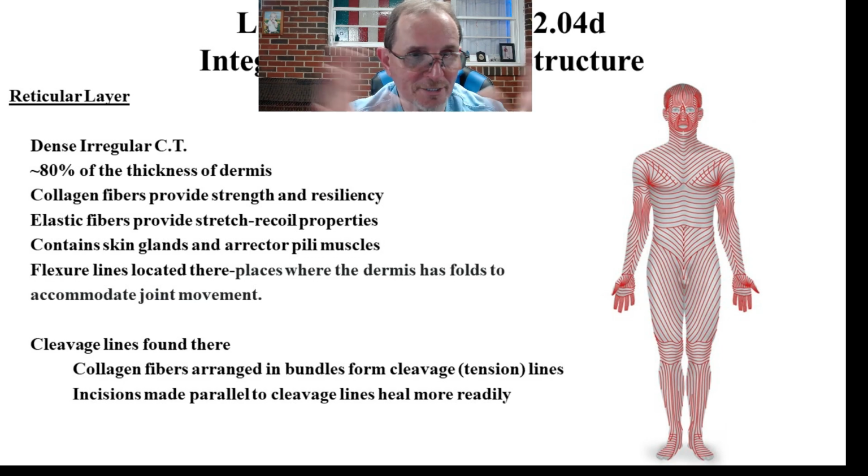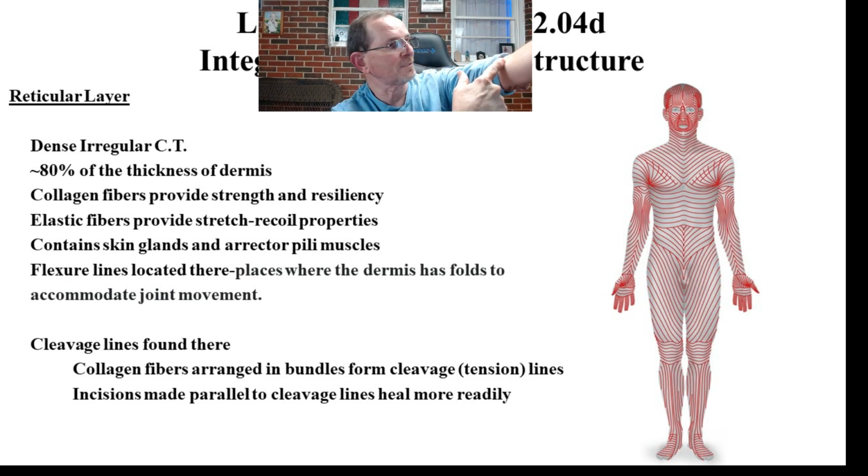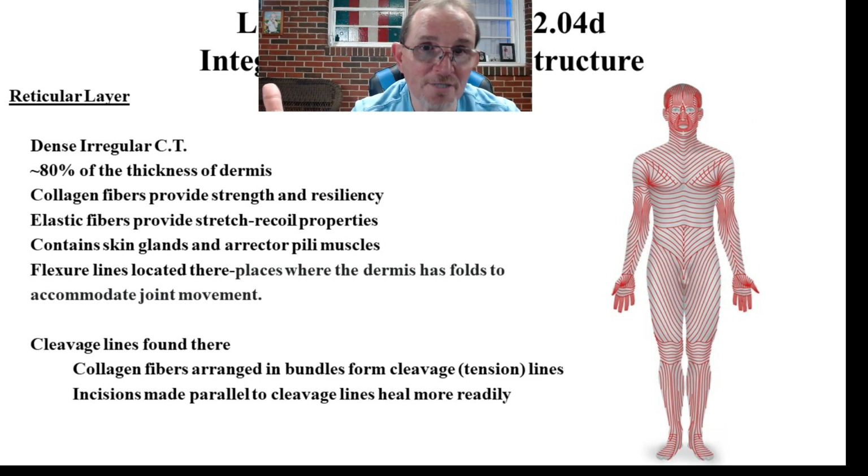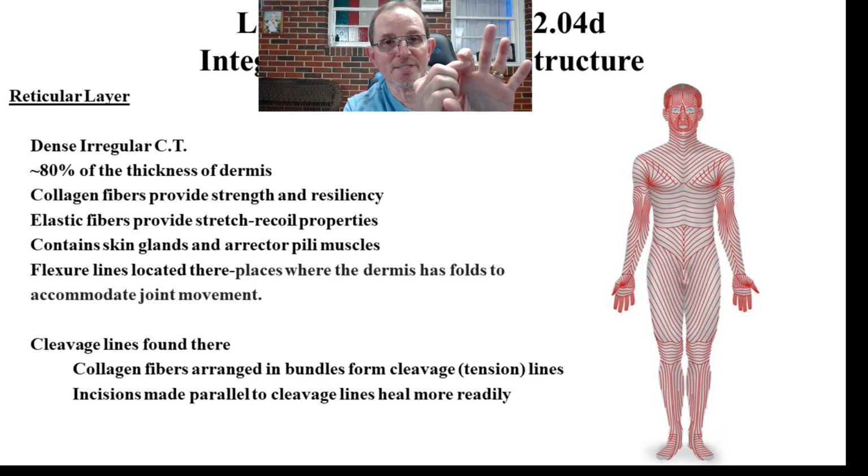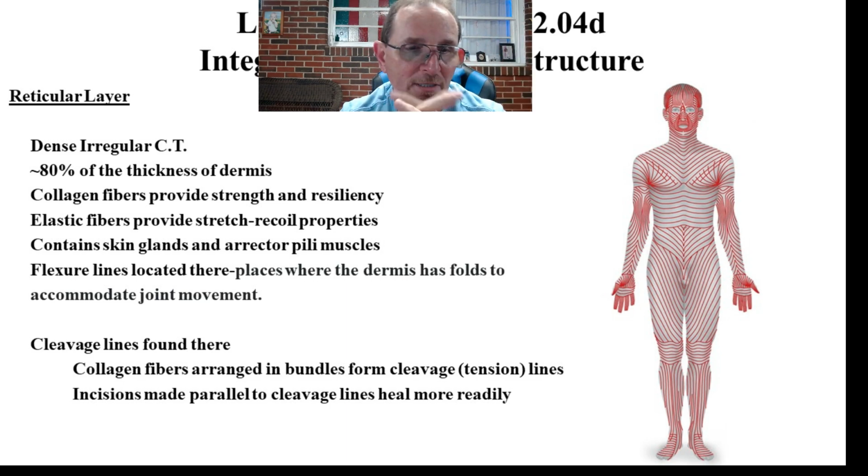The glands, erector pili muscle, flexure lines, where your skin folds. The easiest one to see is right there between your arm and your forearm. You've got a line there because you fold. We got lines right there on our fingers where we can flex our fingers downward. The cleavage lines are just the direction that the collagen fibers run. That's probably why I put that back there. And we already talked about that part.